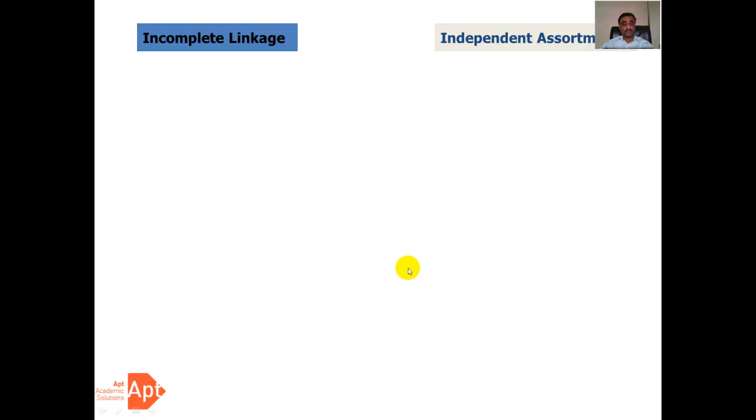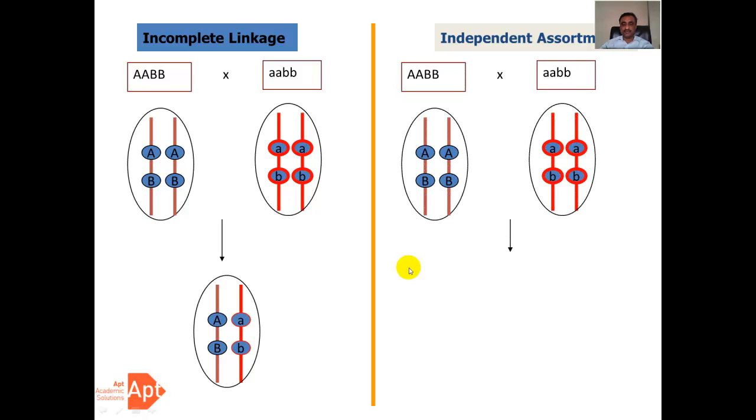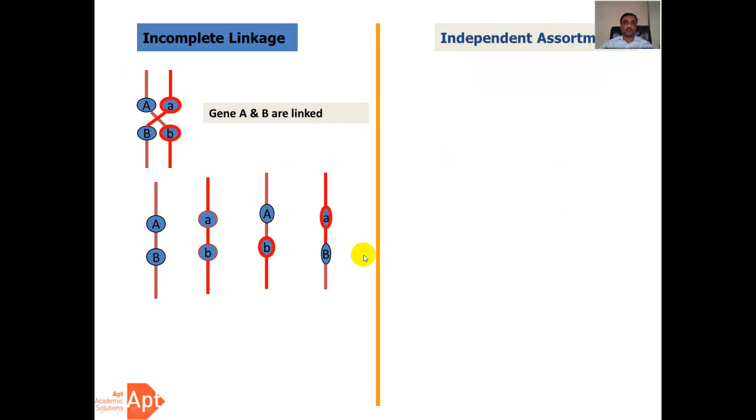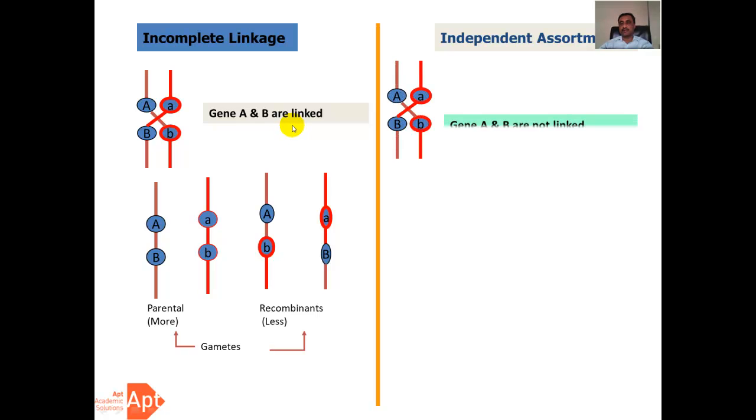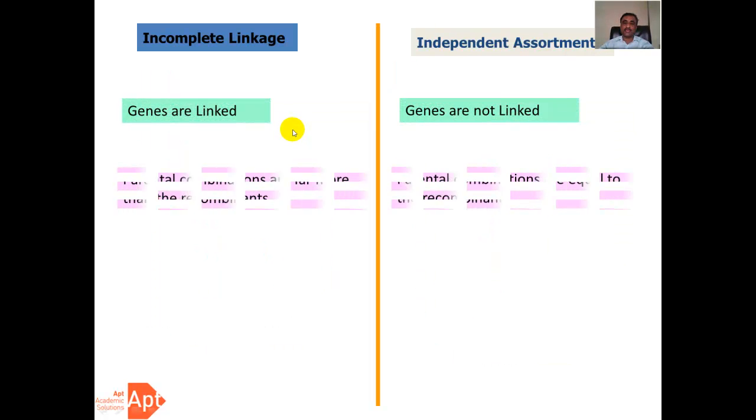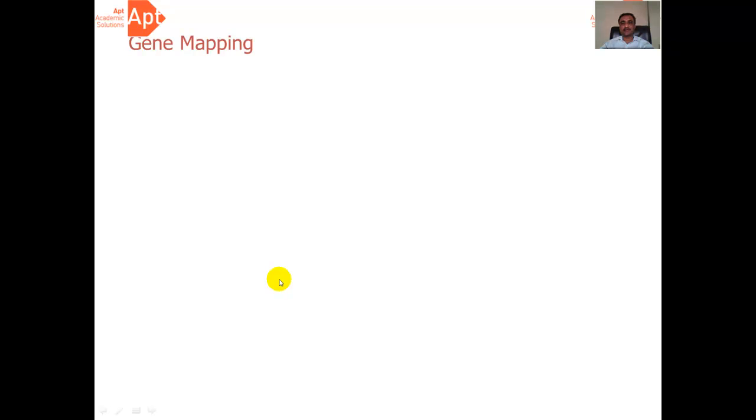If I compare incomplete linkage with independent assortment, up to this stage you can see the same thing. Here also crossing over is going to occur. Genes A and B are linked, so more parental forms, less recombinants. In independent assortment, A and B are not linked, so 25% of each gamete is formed. That means 50% parental and 50% recombinants. So in incomplete linkage there is always a failure of law of independent assortment. That is the key learning. There will be equal proportions of gametes in independent assortment, but unequal in incomplete linkage.